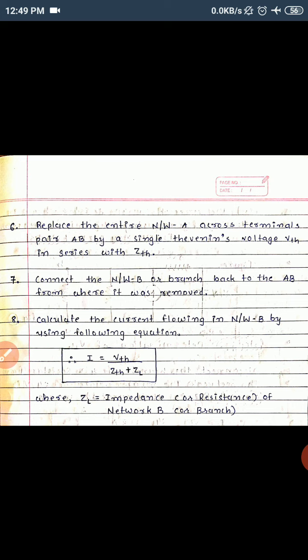So this is all about the procedure of Thevenin's theorem, which is applicable to any electrical circuit. Friends, we discuss this entire phenomenon with reference to one example, so we can clearly understand how Thevenin's theorem is applicable to any electrical circuit.